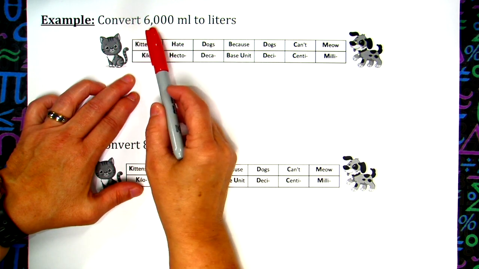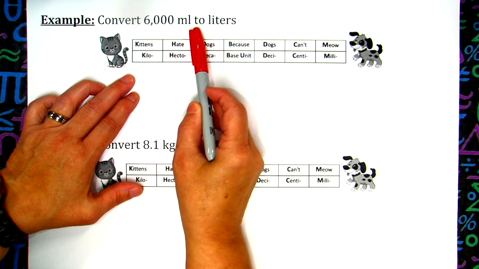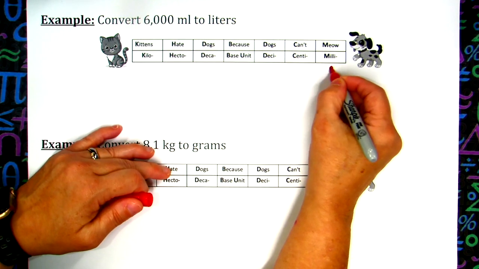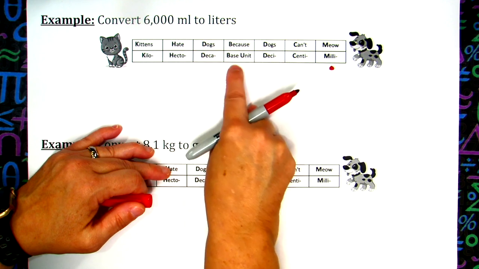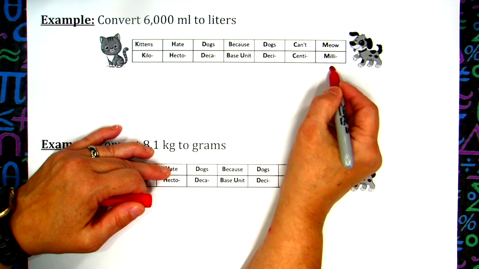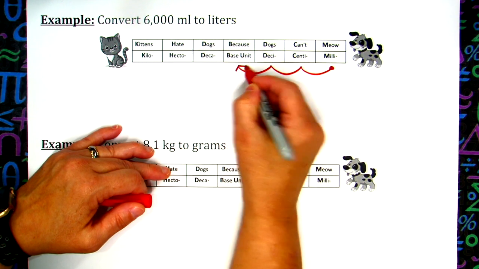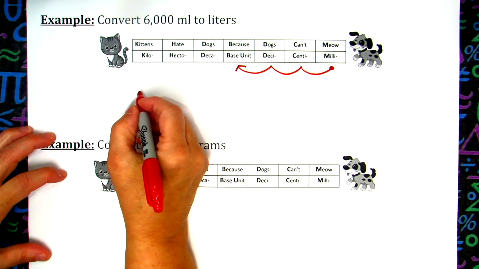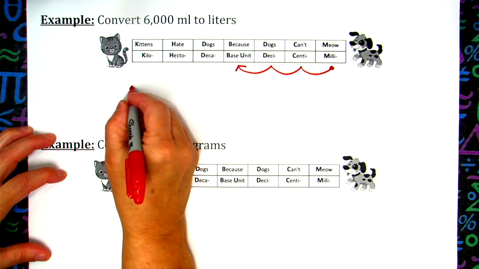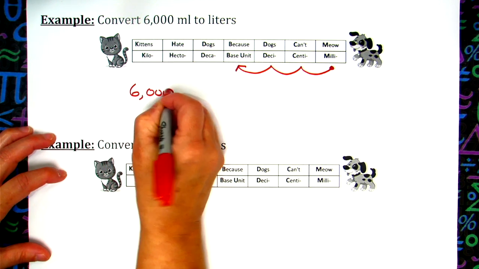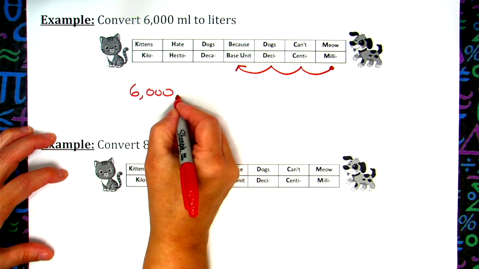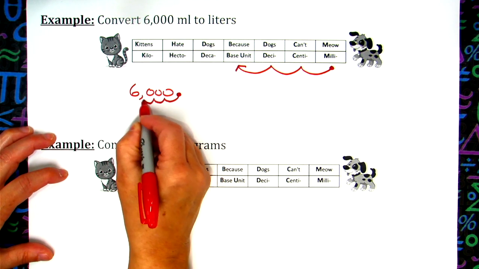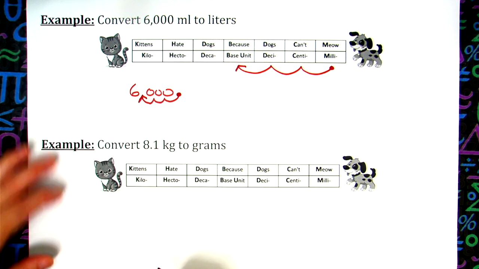Let's say we're converting 6,000 milliliters to liters. Milliliters is the prefix of milli, so we would start right here. Liters is going to be that base unit. So in the chart, it's going to be 3 hops to the left. If I move 3 hops to the left in the chart, I'm going to move my decimal 3 hops to the left. So I'm going to take the number 6,000. We all know that the decimal sits at the far right-hand side of that number. So when I do 3 hops to the left, it becomes 6.0.